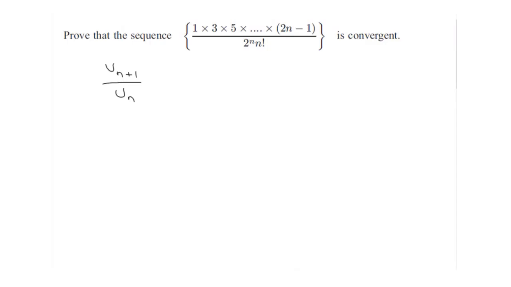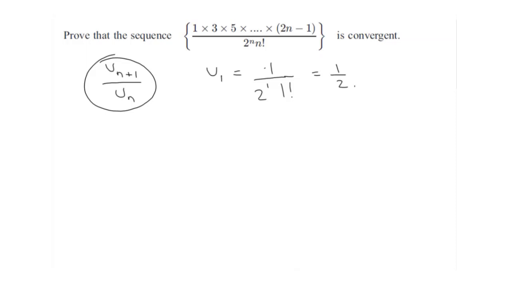Okay, so if I just think about U1, it's going to be 1 over 2 to the 1 times 1 factorial, which is 1 over 2 times 1, which is a half. So the first term is positive. So if we can show that this expression here is firstly positive and secondly less than 1, that would show that the sequence is monotone decreasing, and then we should be able to put some bounds on it. So that is the plan.